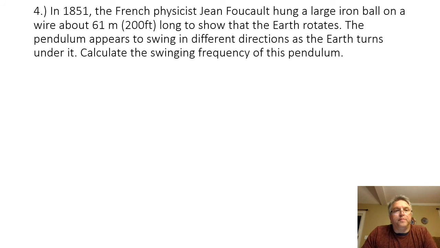Problem 4. In 1851, the French physicist Jean Foucault, I probably pronounced that horribly wrong, but that's okay, hung a large iron ball on a wire about 61 meters or 200 feet long to show that the Earth rotates. The pendulum appears to swing in different directions as the Earth turns under it. Calculate the swinging frequency of this pendulum.